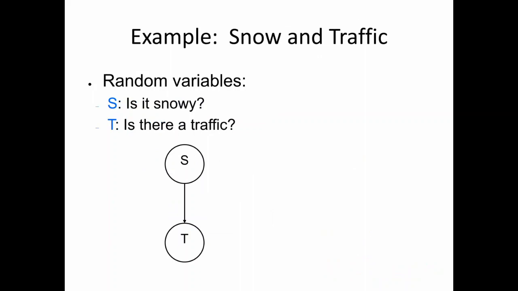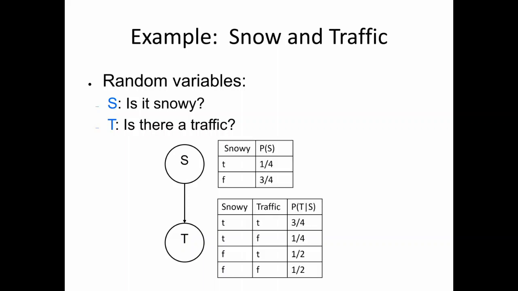Here's another simple example where we have 2 random variables, S and T, and S represents whether it's snowy and T represents whether there's traffic. Since S doesn't have any parent, we'll have a table for the probability of S, and since T has a parent S, we'll need a table for the probability of T given S. Notice that we have enough information to infer the probability of T, which would just be the probability of having traffic, regardless of snow, over all possibilities.